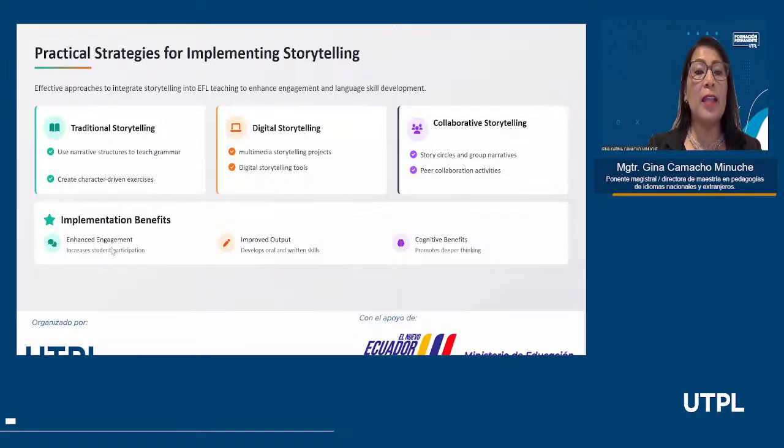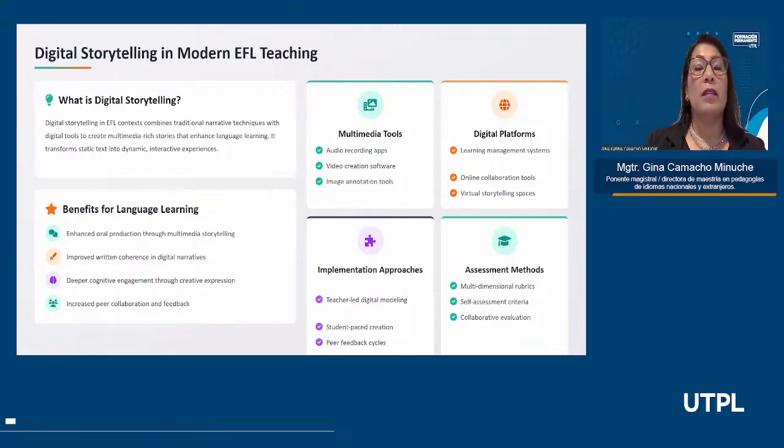Implementation benefits: enhance engagement, increases students' participation. It helps to improve the output. The output is everything the student can produce, such as oral and written skills. And the cognitive benefits: promotes deeper thinking. Again, if you ask the students, what was the dilemma or what was the moral of the story, you are promoting deeper thinking and critical thinking, okay? Because they are going to interpret it, okay?